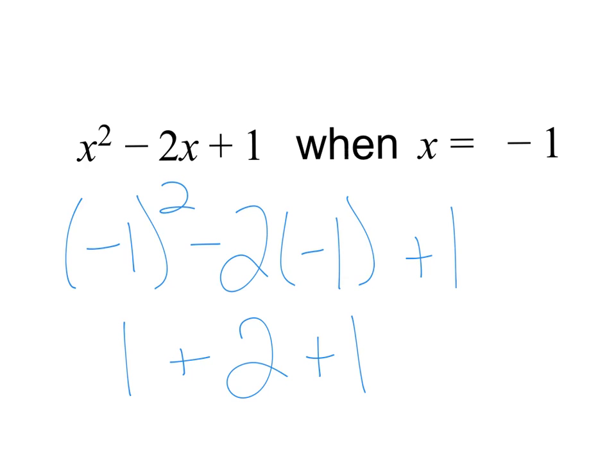So now we can just add everything up. 1 plus 2 is 3. 3 plus 1 is 4. Good. So we got that one. Now let's just double check.